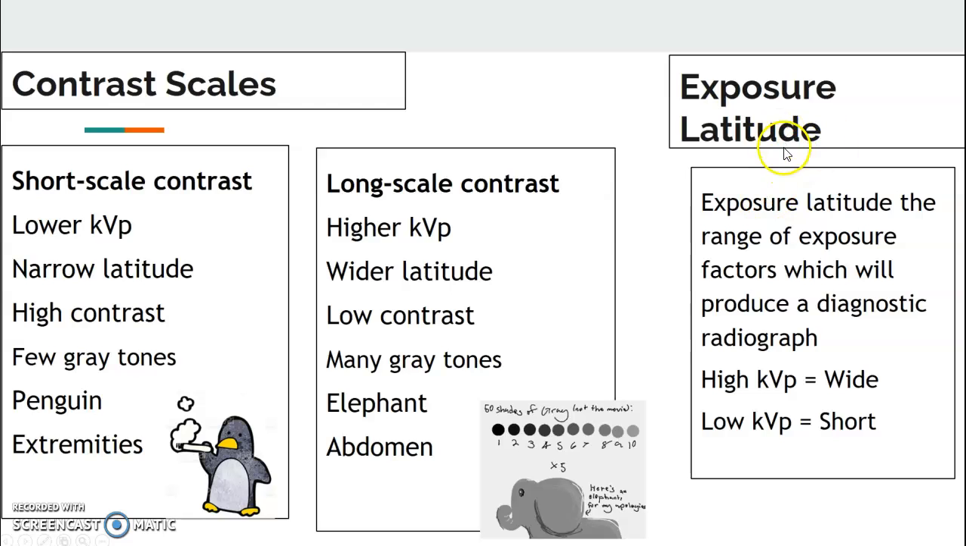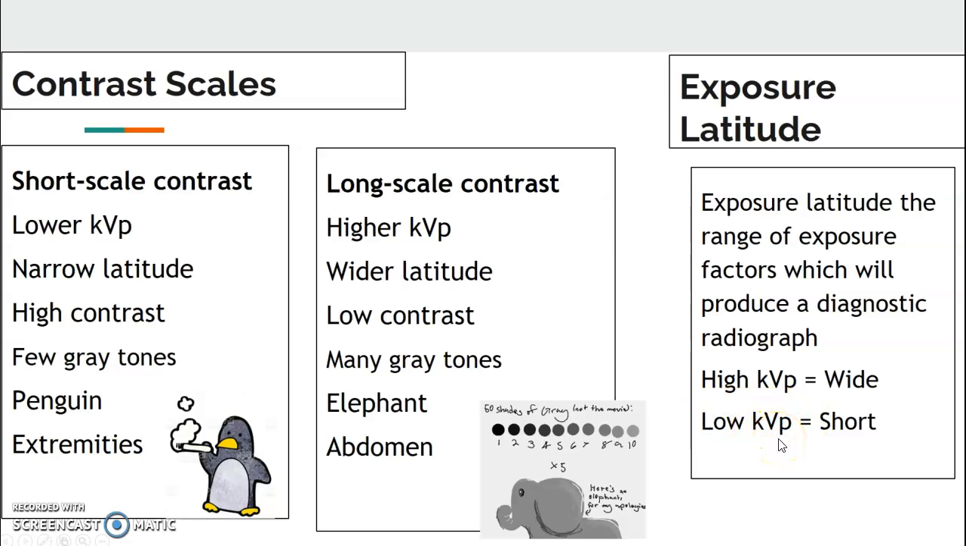And then exposure latitude is a term I just wanted to bring back and review for you. It's the range of exposure factors which will produce an acceptable radiograph. Right? How far off can your techniques be and still produce a radiograph? So your higher kVp exposures will give you a wide exposure latitude, and you have a shorter exposure latitude for low kVp. What does that mean?